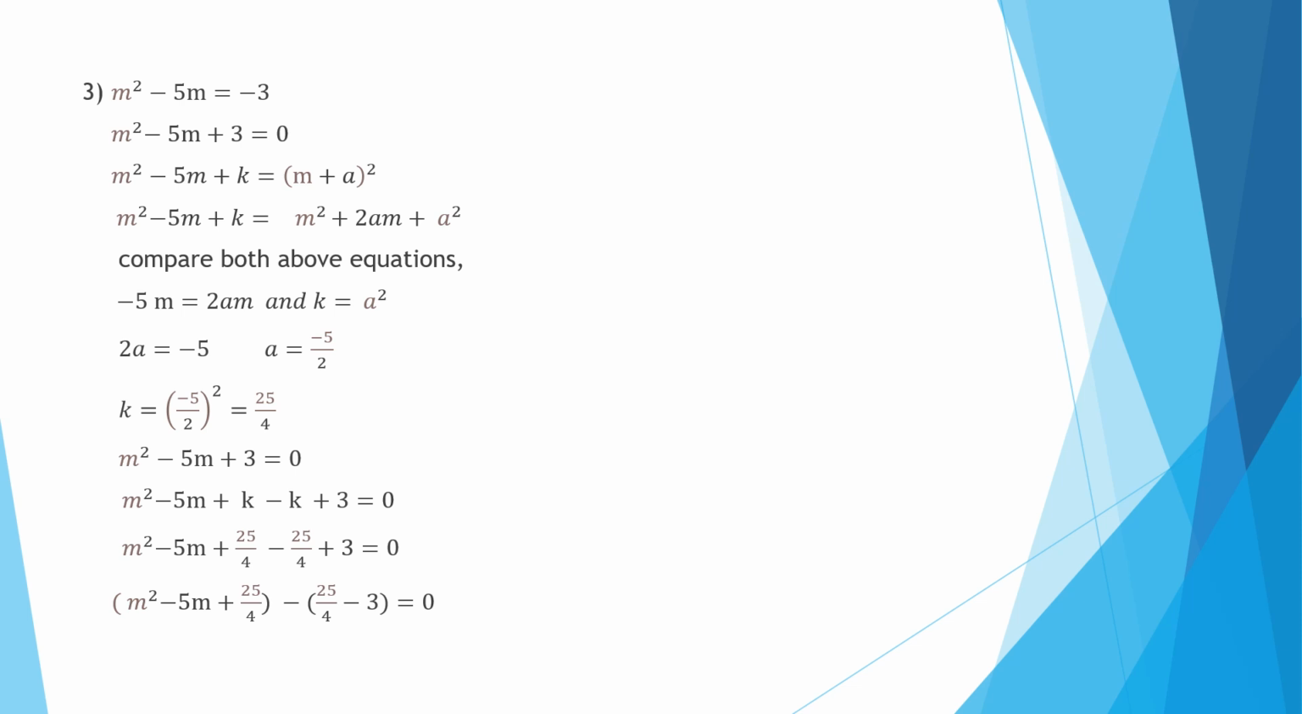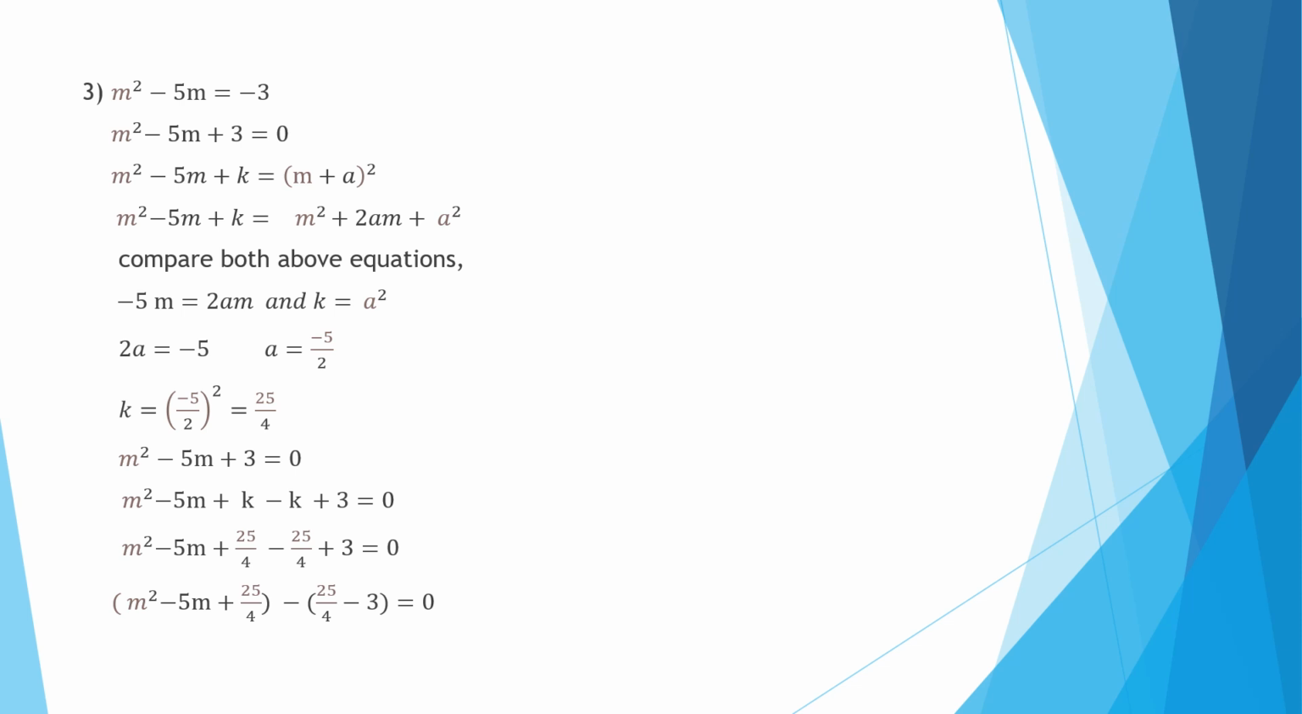Then 2a is equal to minus 5, and a is equal to minus 5 by 2. Then k is equal to a² means we put the value of a here. So k is equal to (5/2)². 5 squared is 25 and 2 squared is 4. So the value of k is 25 by 4.